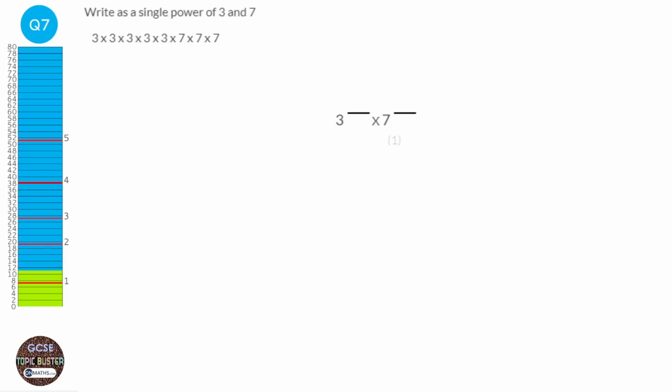We have to count how many 3's there are multiplied together by themselves. So it's 1, 2, 3, 4, 5. So this is going to be 3 to the power of 5. And how many 7's? 1, 2, 3. So it's going to be 7 to the power of 3.